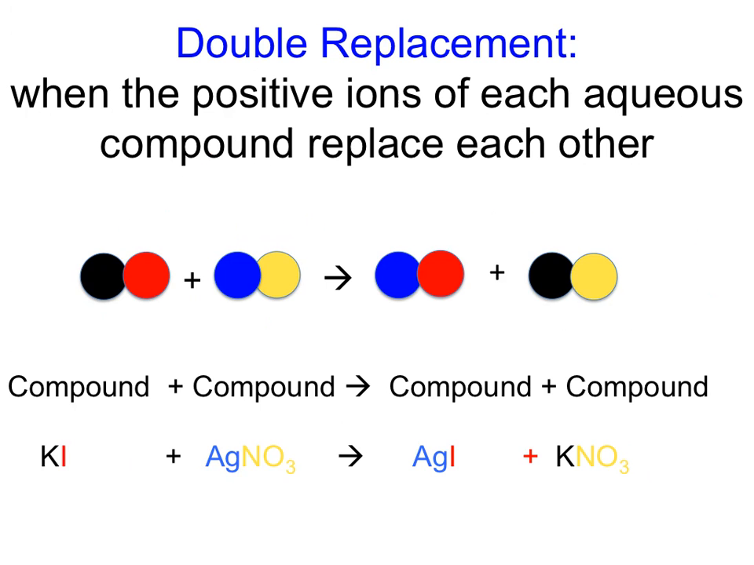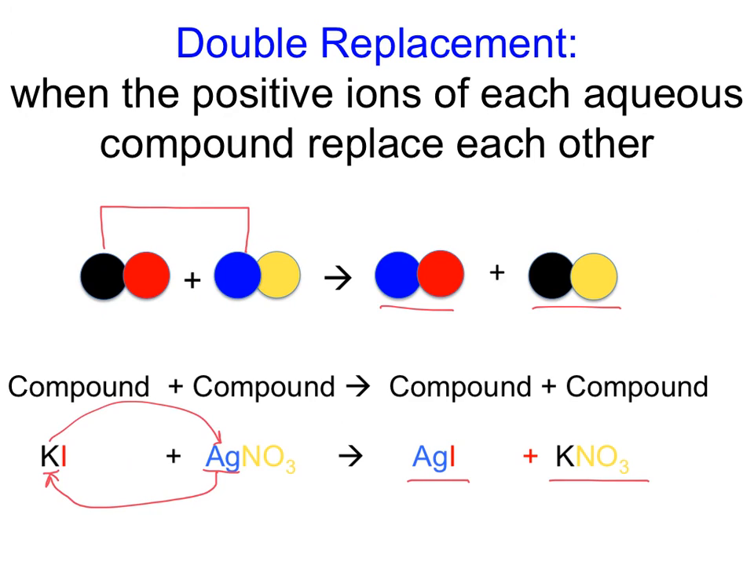A double replacement reaction is when the positive ions of each aqueous compound replace each other. In this case right here, the black and the blue spheres will replace each other. And as they do that, we form the new compounds that you see on the right. If we look at a real example, we've got the potassium and the silver ion that are just going to switch places with each other. So when potassium switches with silver, we make KNO3, potassium nitrate. When silver switches with the potassium, we end up getting AgI, which is silver iodide.